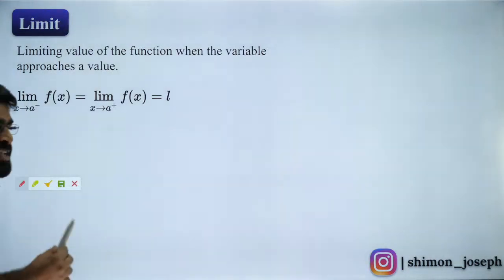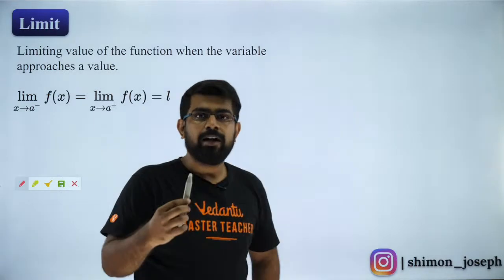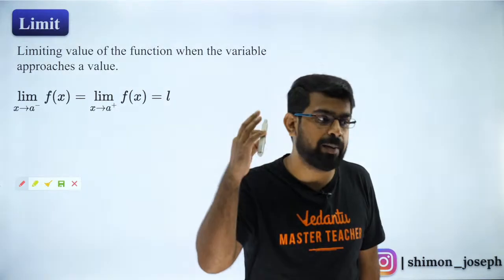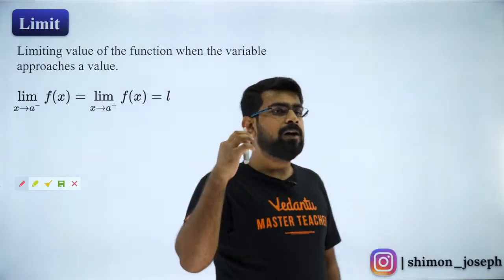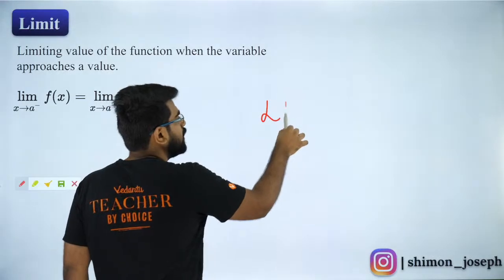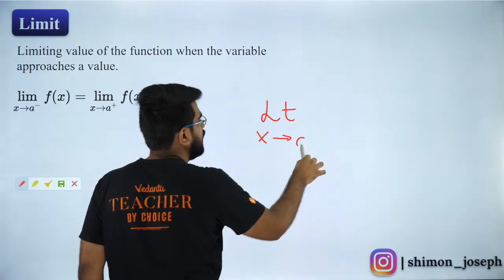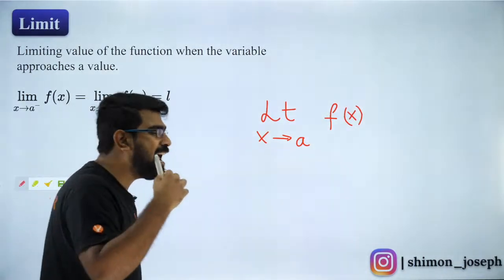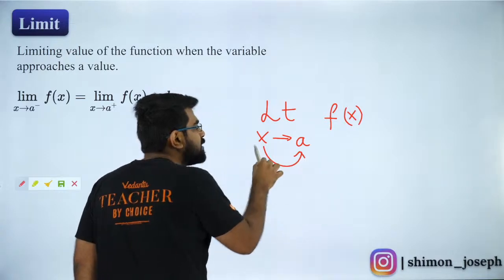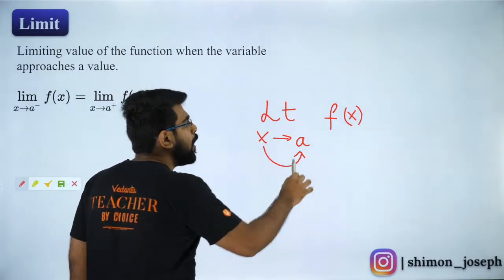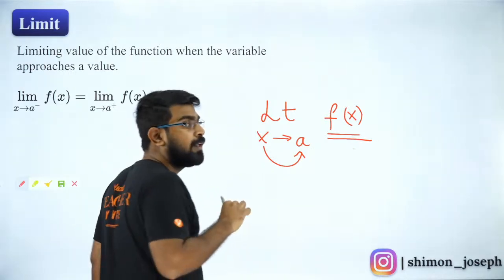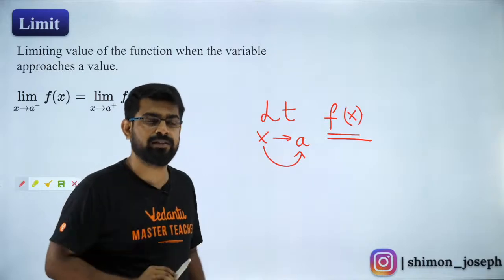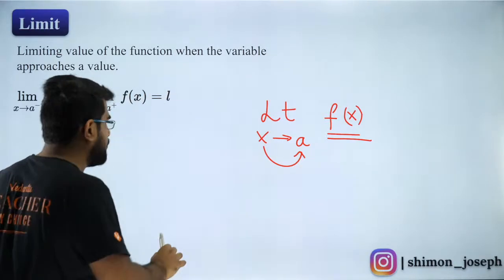So what is basically a limit? A limit is nothing but the value which the function tends to as my x approaches a certain number. It is usually represented like this. Let us say you have limit x tending to a of f(x). What does it mean? It means as my x approaches a, as my x moves towards a, what does my function tend to? That is what I call my limit. Everybody cool with it? So I'll give you a very simple example.